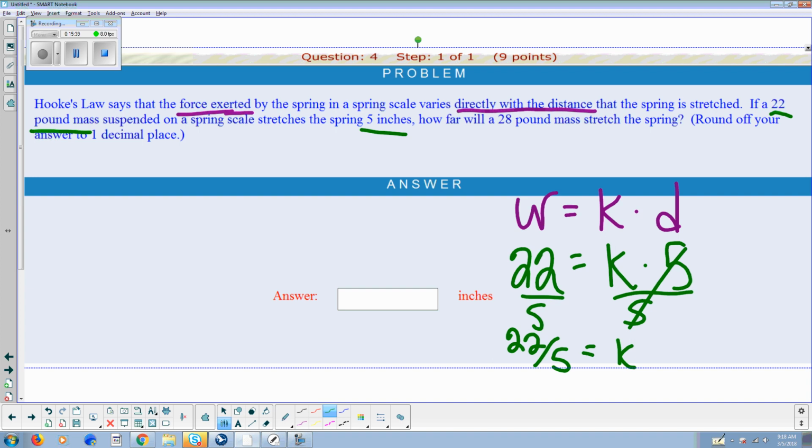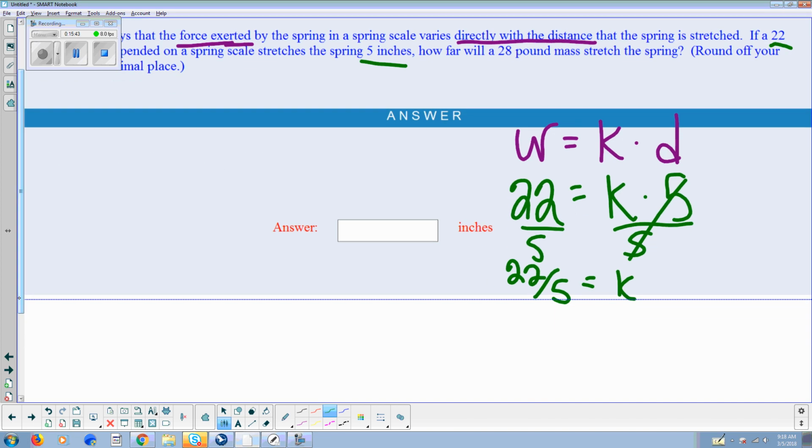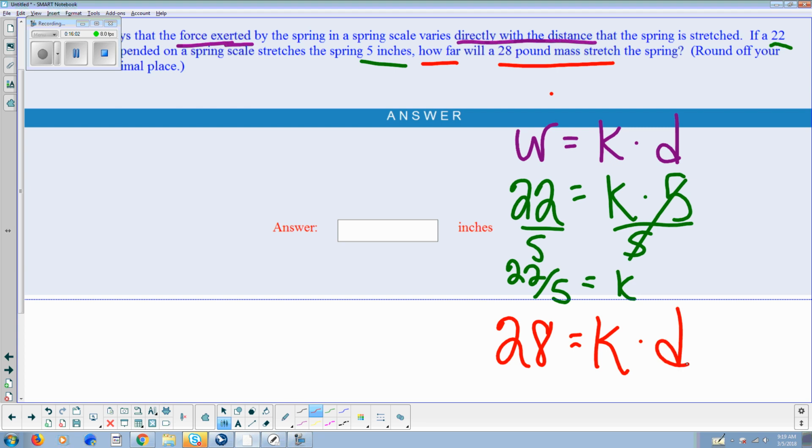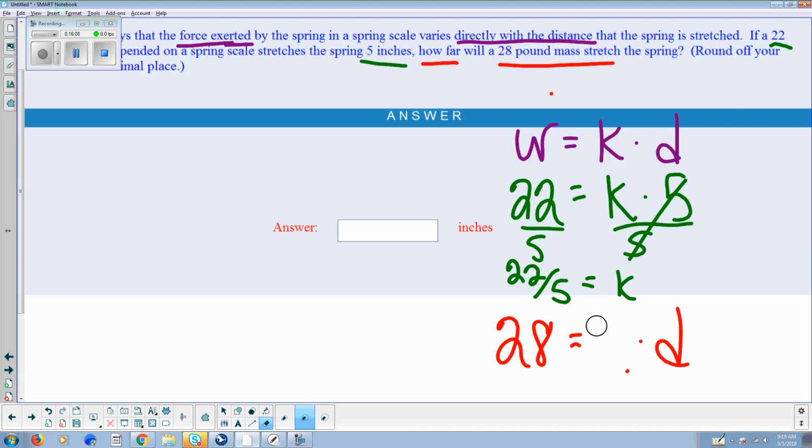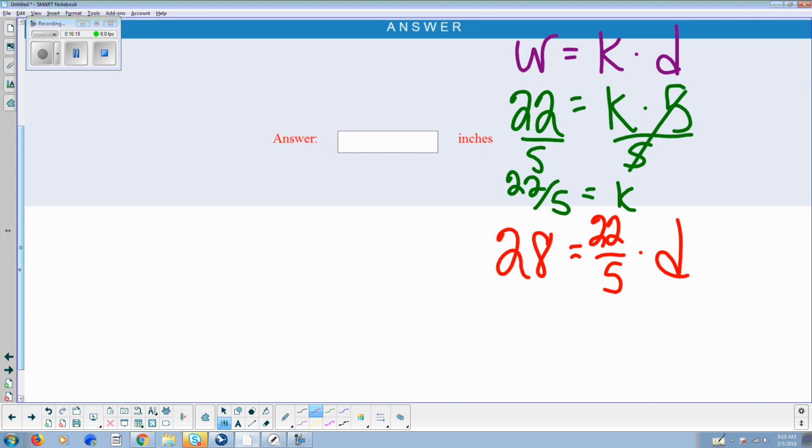Okay? Then, what I'm supposed to find out is how far will a 28-pound mass, that's again referring to the weight. So that's going to be 28 pounds equals K times, you're supposed to find out how far it stretches it. So you're looking for the distance this time. K, I should have substituted my fraction 22 over 5 times distance. Okay? So what needs to happen here?